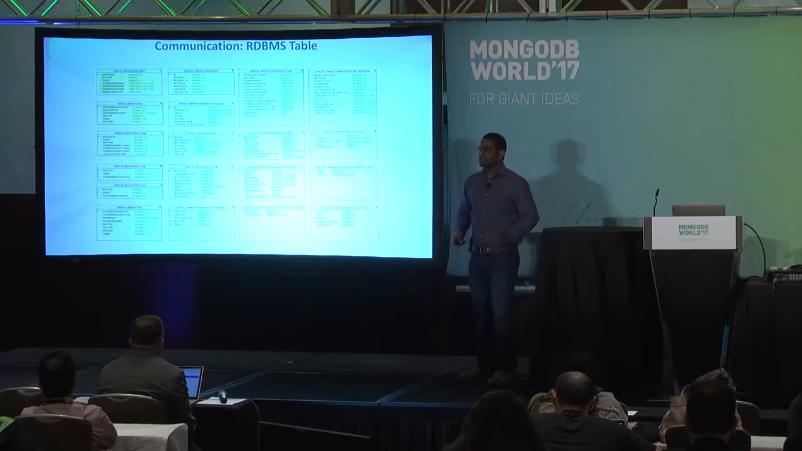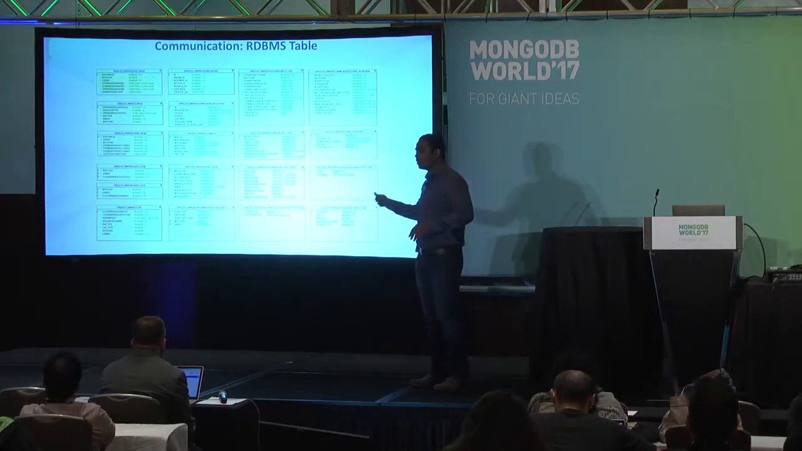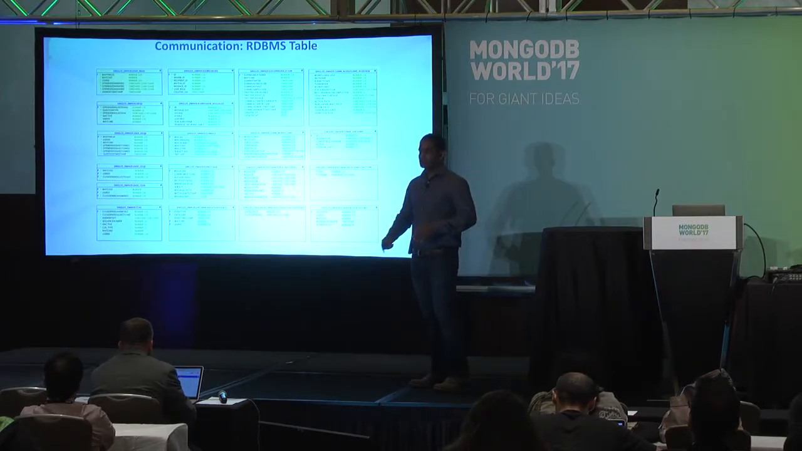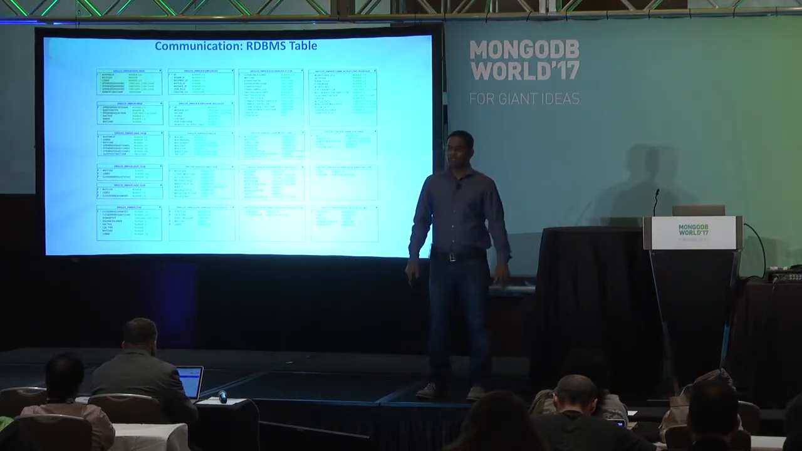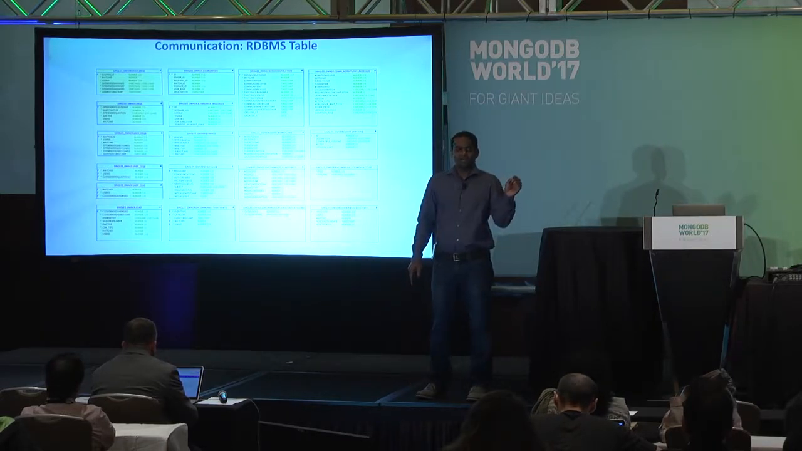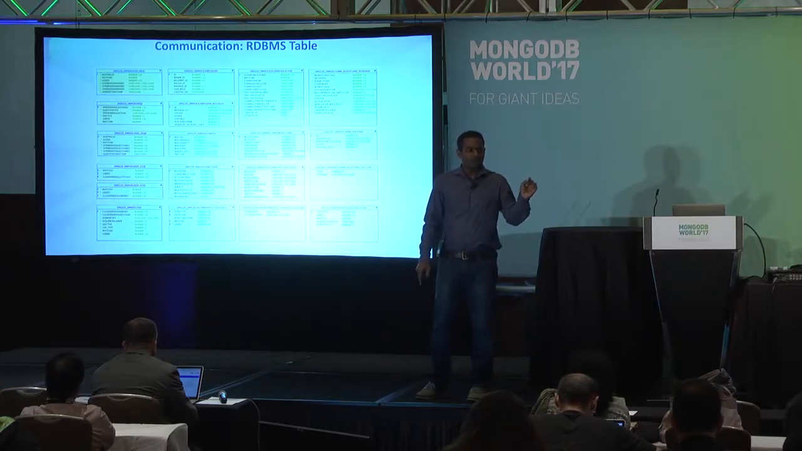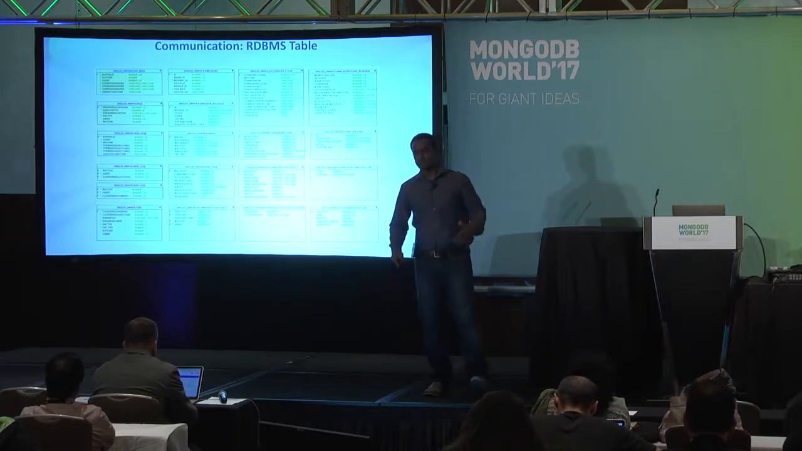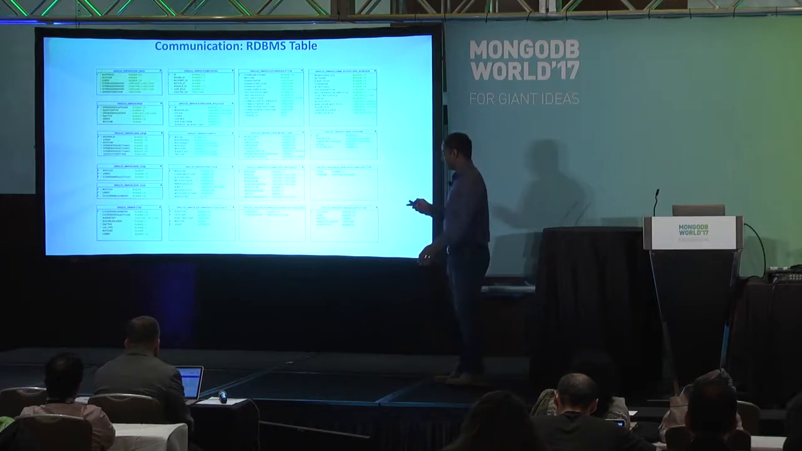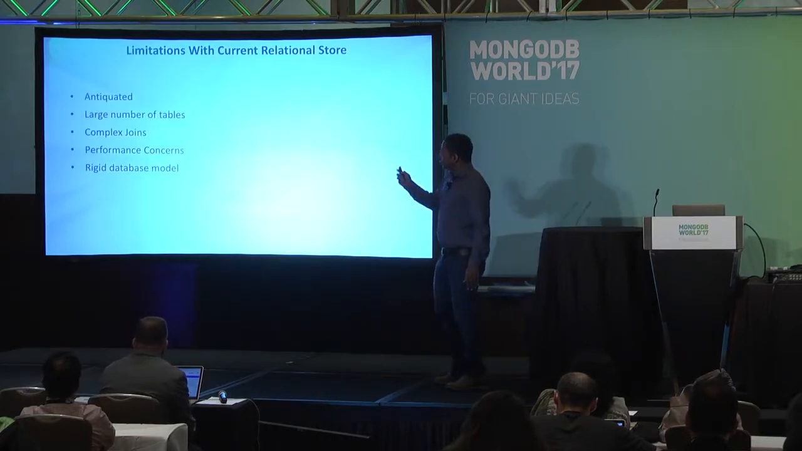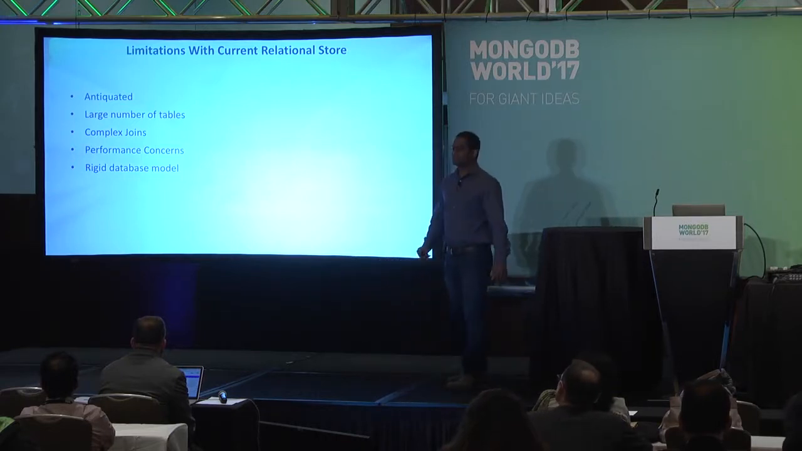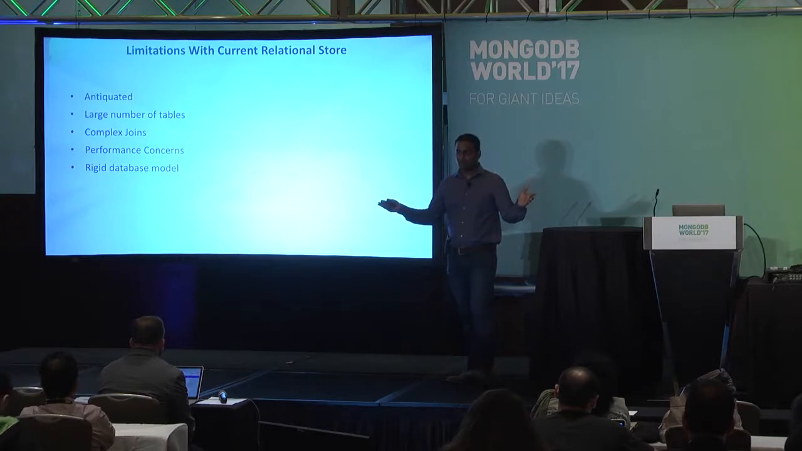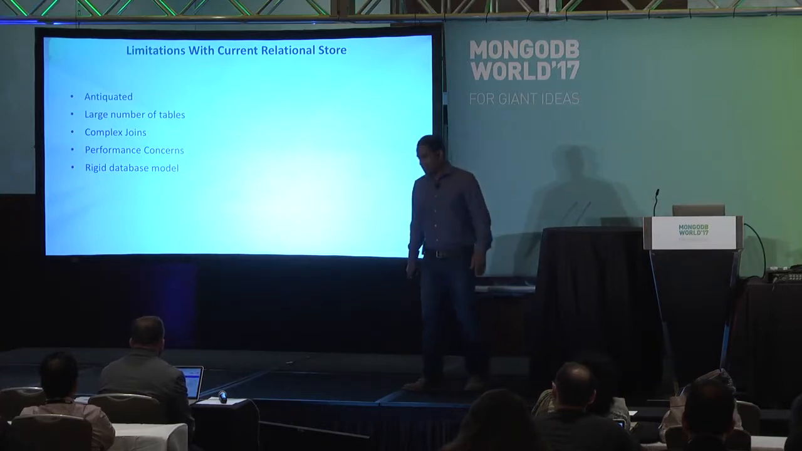Another concern, change to anything, even adding one column anywhere, right? You need to touch so many components in the system, which means even when my product comes and asks me, hey, can you add this column or whatnot, they say like 1 month, 2 months. That's not acceptable in the agile world. So it's antiquated: a large number of tables, complex joins, performance concerns, and rigid database models. Typically, everybody has this problem, whoever is using a legacy system.